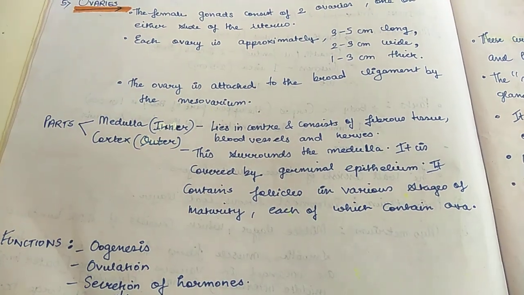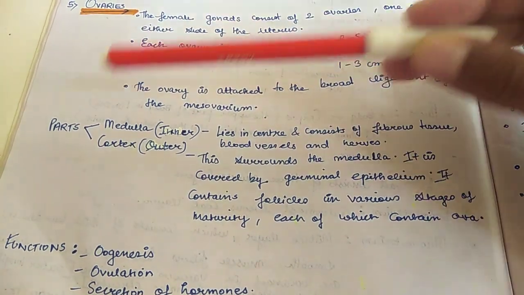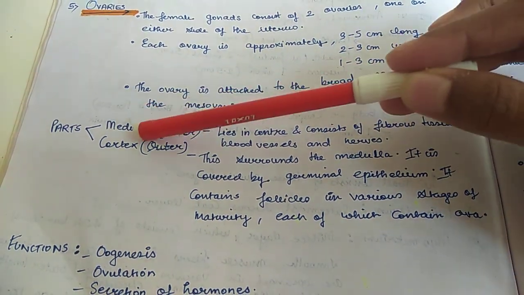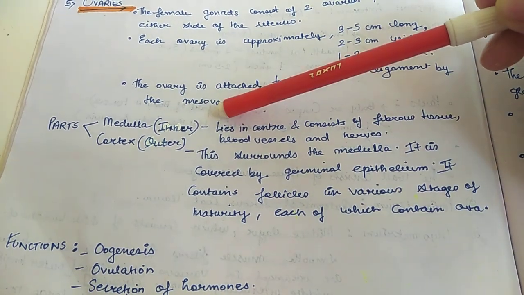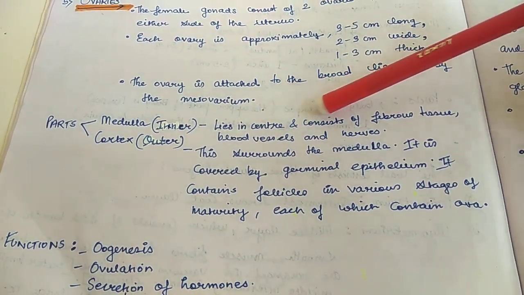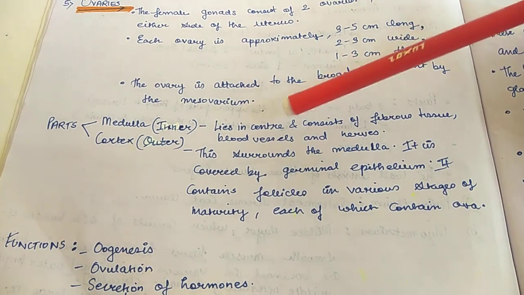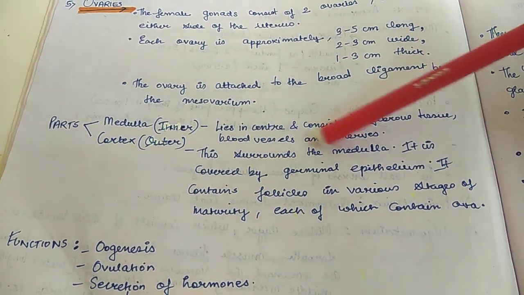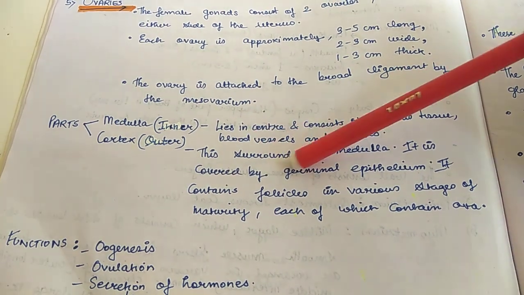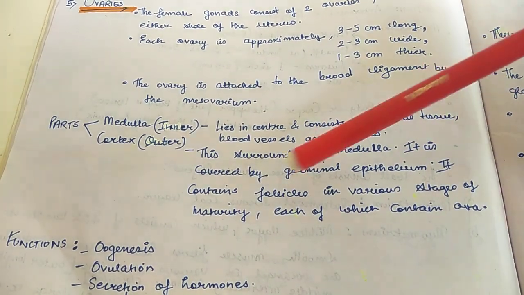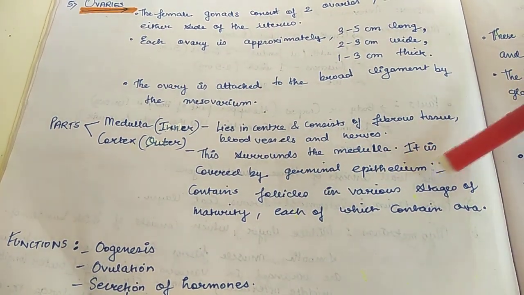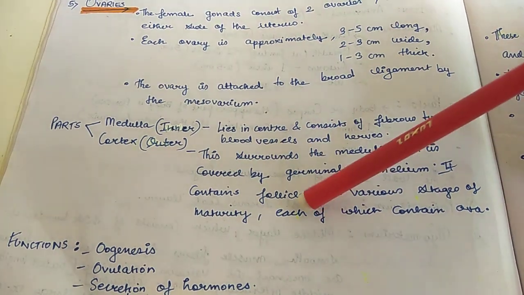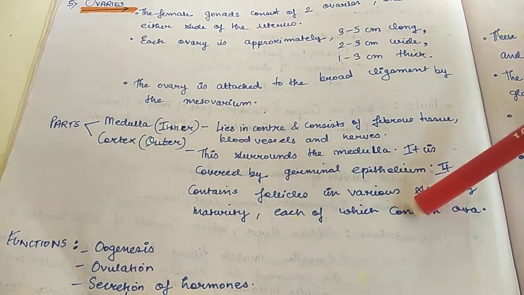So the parts of the ovary are the medulla, which is the inner part, and the cortex, which is the outer part. Medulla lies in the center and consists of fibrous tissue, blood vessels, and nerves. And the cortex surrounds the medulla. It is covered by germinal epithelium. It contains follicles in various stages of maturity, each of which contains an ovum.